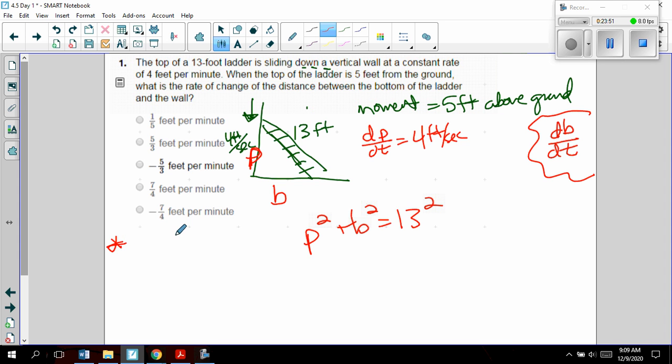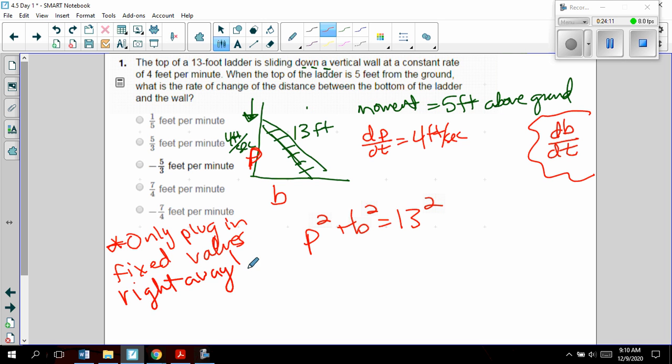Now, one key thing, and you're going to hear Miss Marshall and me both say this a lot: you can only plug in what we're going to call fixed values right away. I don't want to say lengths because not everything's an exact length. It might be an angle. So fixed values right away. So that's why the 13 could go in here and not the 5. The 5 is our moment in time that we're going to use at the end. But right now, the only thing that's not changing is 13. P is changing, B is changing. All that stuff is not fixed except for the 13.